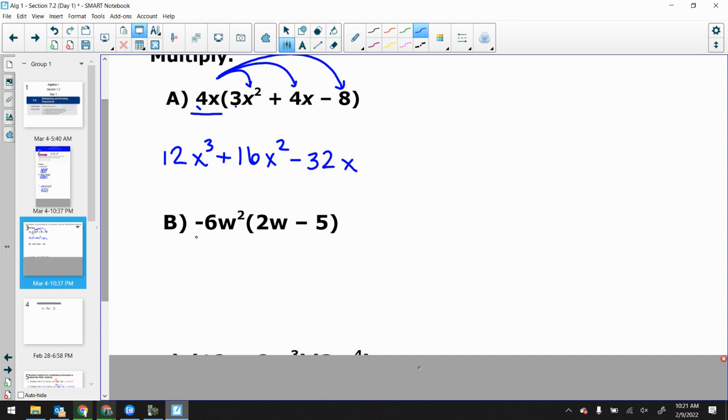Like, for example, on this one, distribute in the negative 6. All right, negative 6w squared times 2w. Well, negative 6 times 2 is a negative 12. What's my power on w? 3, to the third. You see that? Even though that wasn't a 2w squared, I could still multiply it. And then I take this negative 6w times, be careful here, I'm going to consider that a negative 5. Because a negative times a negative is a positive. Plus 30, and the w squared gets carried along for the ride.